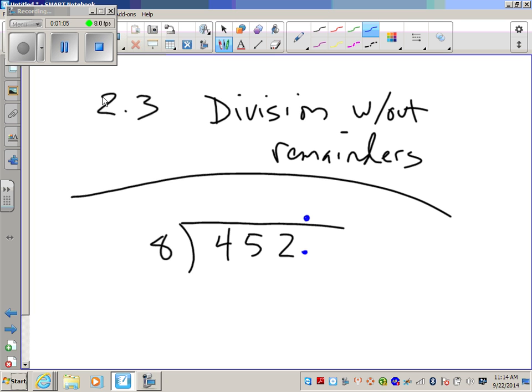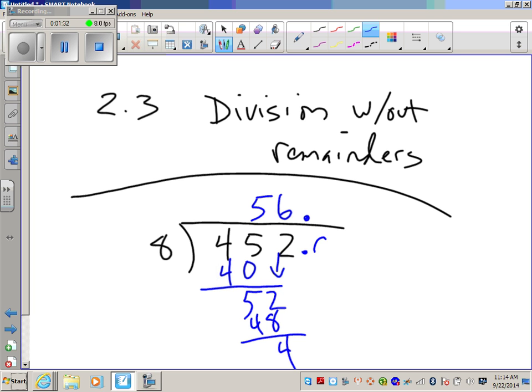So as we work our way from left to right, we just go through and say, does 8 go into 4? No. 8 goes into 45. How many times? 5 times? And that's 40. 5 left. Drop the 2. How many times is 8 going into 52? Lucas? 6 is 48. 4 left.